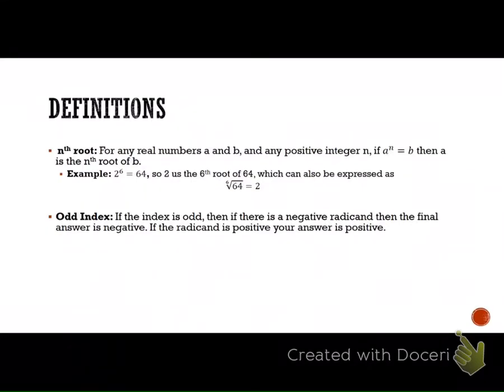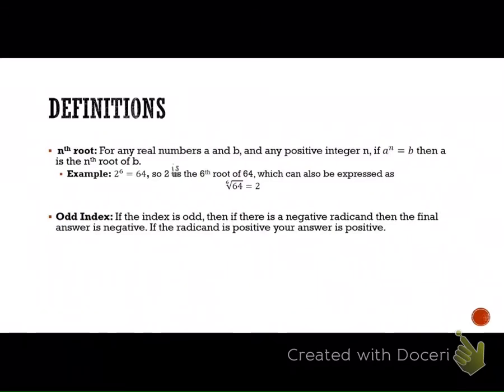So, definition, an nth root: for any real numbers a and b and any positive integer n, if a to the n equals b, then a is the nth root of b. So what this is saying is 2 to the 6 is 64. You do 2 times 2 times 2 times 2 times 2 times 2, it's 64. So 2, you should say, is the 6th root of 64, which can also be expressed with a radical.